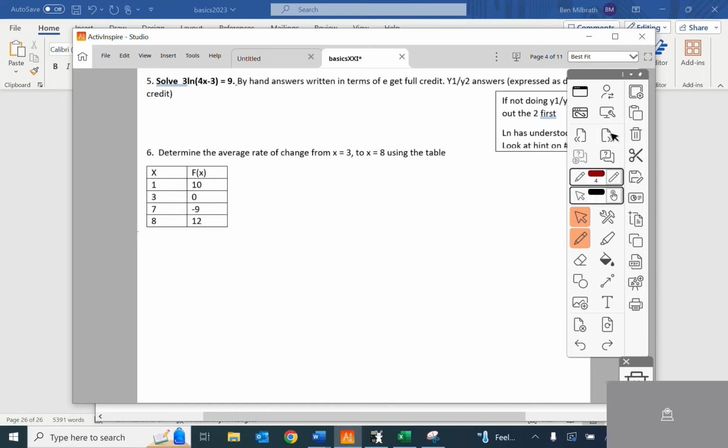Solve this one by hand. Answers written in terms of e get full credit. Y1, Y2 answers expressed as a decimal get half. So I'm going to divide the 3 out first. That'll give me the ln, which by the way is base e, of 4x minus 3 equals 3. Now I'm going to do log is bay. My base is e. My exponent is 3. And a equals 4x minus 3. I'm going to add 3 to both sides. E cubed plus 3 is 4x. And then I'm going to divide by 4.